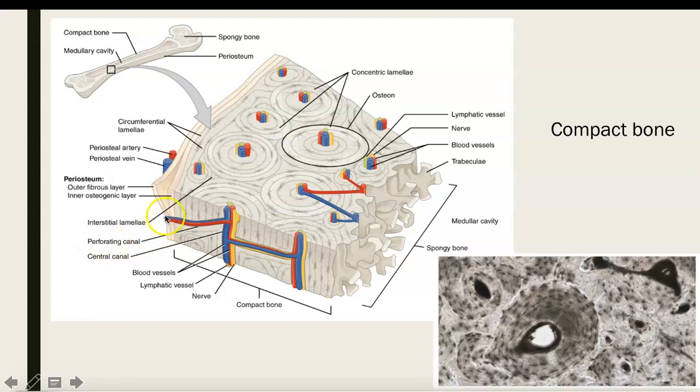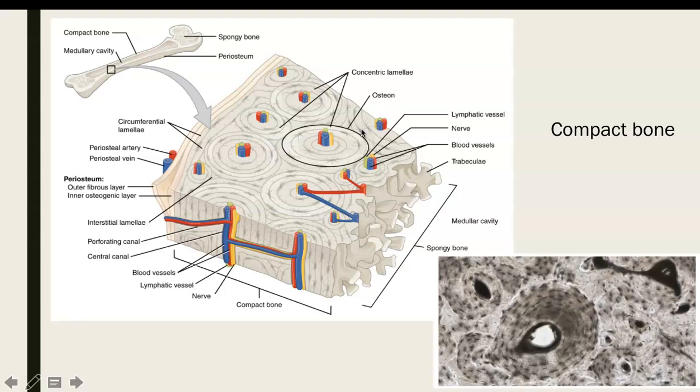These are tiny little canals that let those blood vessels come in, and also let nerves and lymphatic vessels come in. And you can see the perforating canals connect all the various osteons. So this set of vessels is connected to this one, is connected to this one, and so on and so forth. So these are the general terms that refer to compact bone.